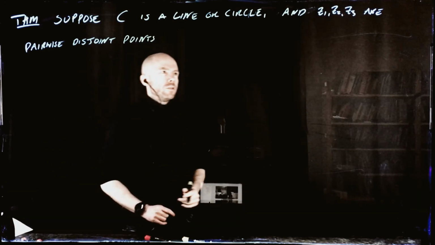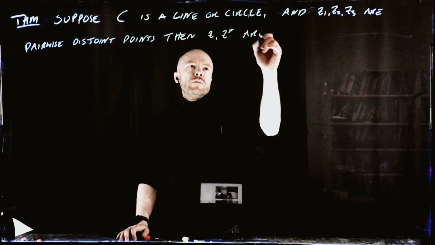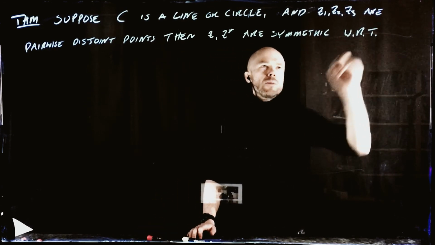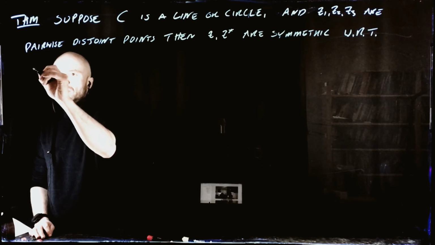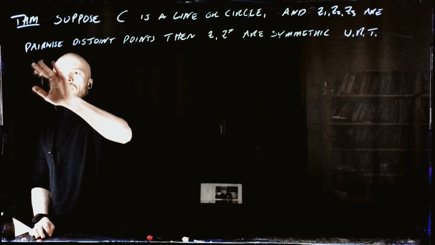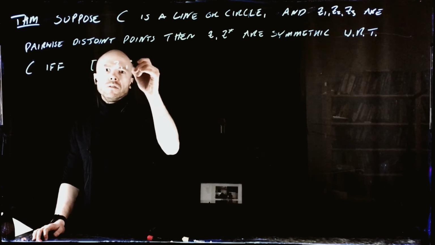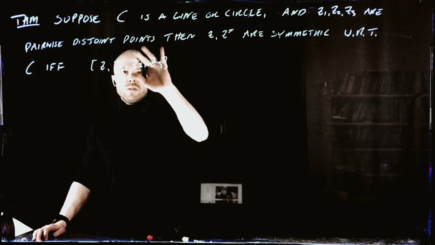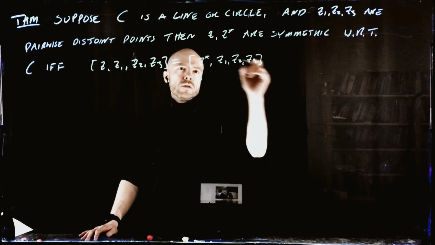I should say pairs were distinct rather than disjoint. Never mind. Then Z and Z bar are symmetrical with respect to the Mobius transform with respect to C if and only if the following is true: that the cross ratio of Z, Z1, Z2, Z3 is the same as the cross ratio of Z star, Z1, Z2, Z3, with the complex conjugate.